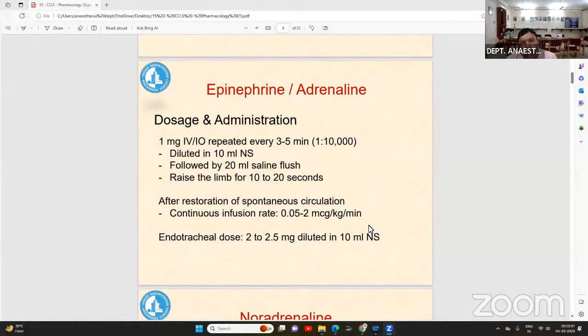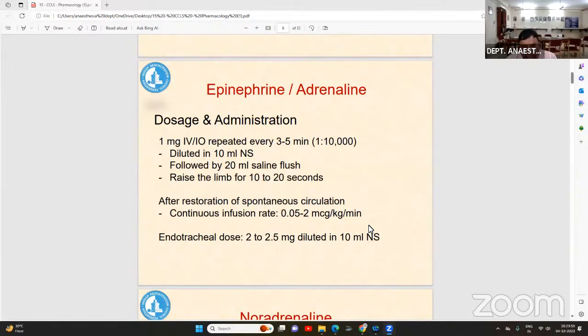You have to repeat the adrenaline every 3 minutes. No maximum dose is described until you get ROSC, the return of spontaneous circulation. You can repeat the drug every 3 to 5 minutes.